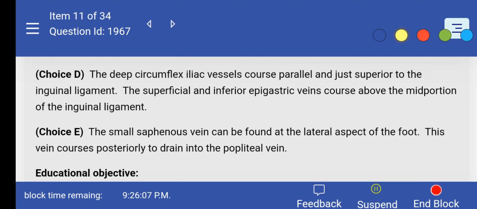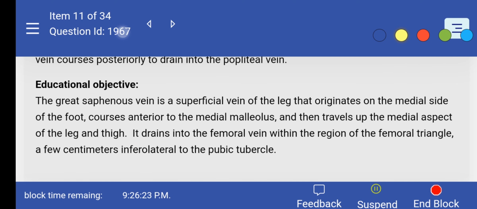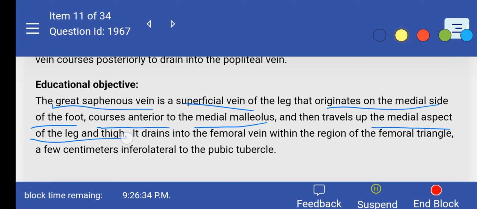So then why not option E? The small saphenous vein can be found in the lateral aspect of the foot. This vein courses posteriorly to drain into the popliteal vein, right? So the great saphenous vein is a superficial vein of the leg that originates on the medial side of the foot, courses inferior to the medial malleolus, travels up the medial aspect of the leg and thigh, and drains into the femoral vein within the region of the femoral triangle, a few centimeters inferior lateral. This is important: inferior lateral to the pubic tubercle.